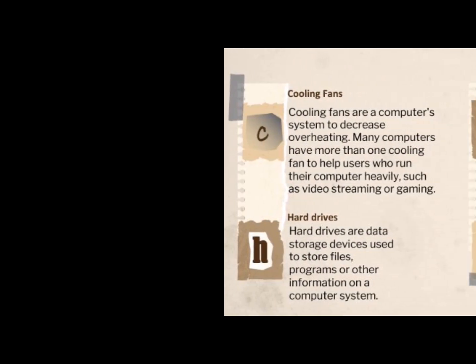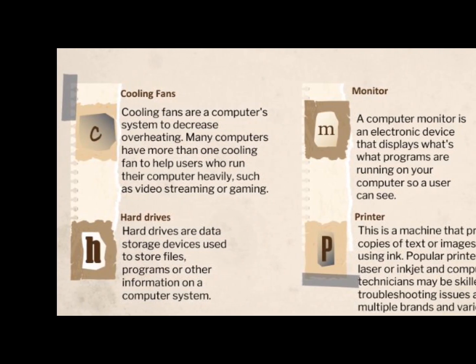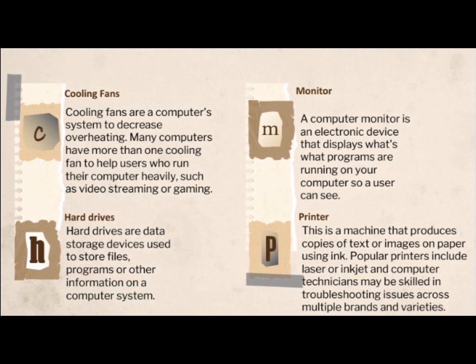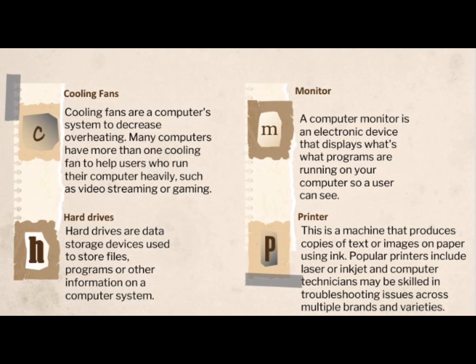Cooling fans. Cooling fans are in a computer system to decrease overheating. Many computers have more than one cooling fan to help users who run their computer heavily, such as for video streaming or gaming. Hard drives. Hard drives are data storage devices used to store files, programs, or other information on a computer system.